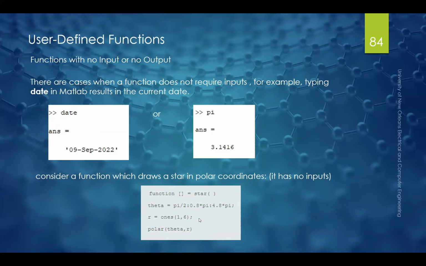For example, let's look at a function star here, where that function doesn't require any inputs and doesn't require any outputs, right? This is an example of a void function, okay? It has no inputs and also has no outputs. And it is defined like this, right? It doesn't really matter how it's defined. So I'm going to show you an example of a no input, no output function.